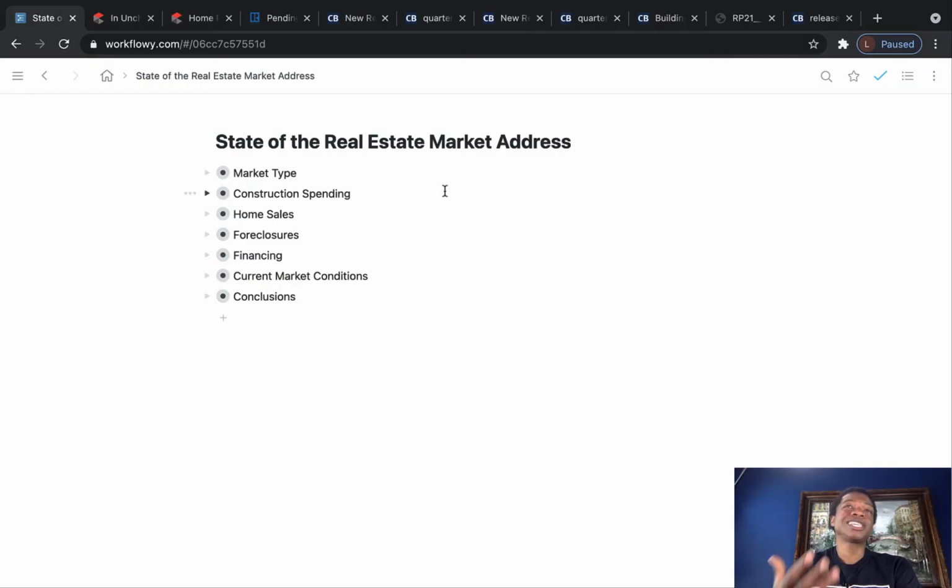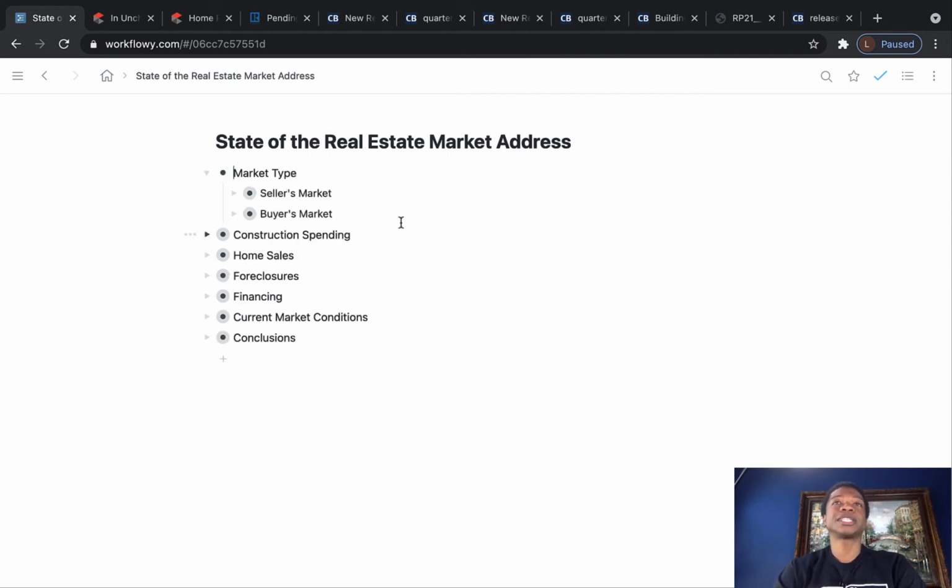Let's go ahead and dive into our discussion for today. Again, there are 6 primary metrics that we want to take a look at in terms of determining the state of the real estate market. The first metric is the market type. What we want to know is, are we dealing with a seller's market or a buyer's market?